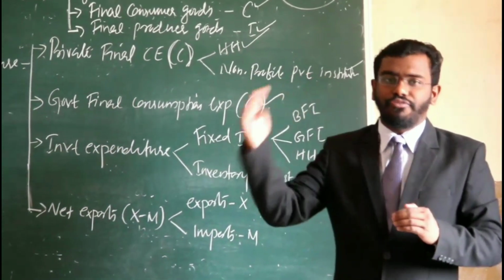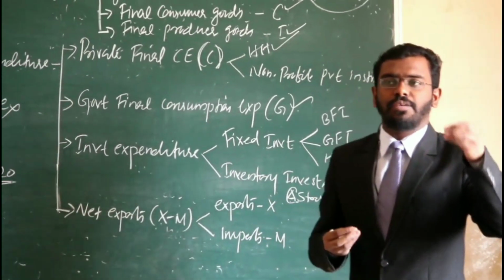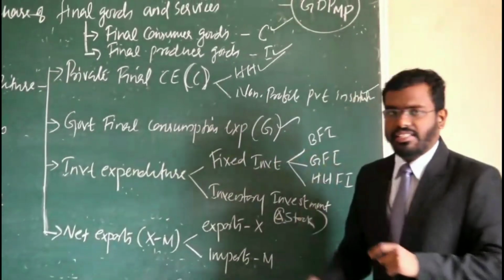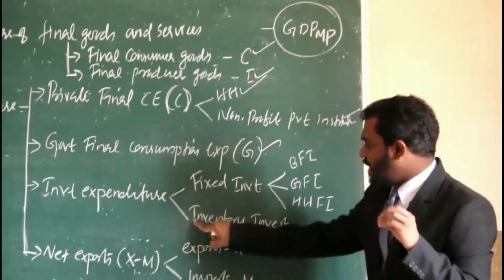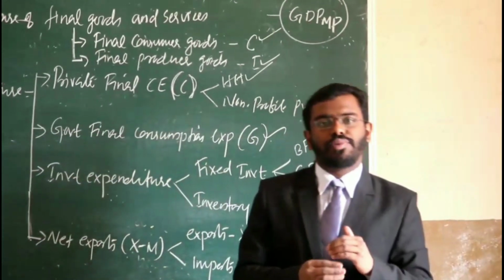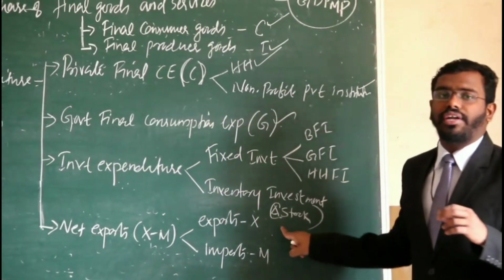Investment made on fixed asset. For example, if the producer spends money for purchasing machinery, then it will come under fixed investment. Okay, second category of investment, that is inventory investment. Inventory investment, otherwise it is known as change in stock, delta stock.